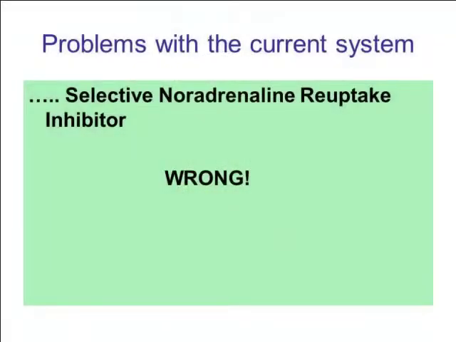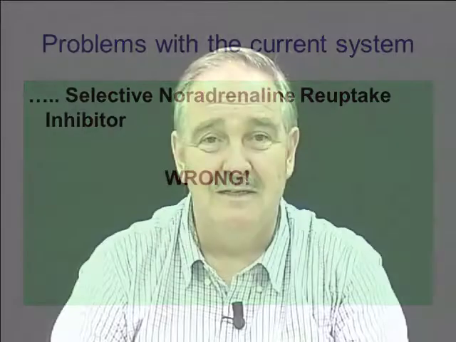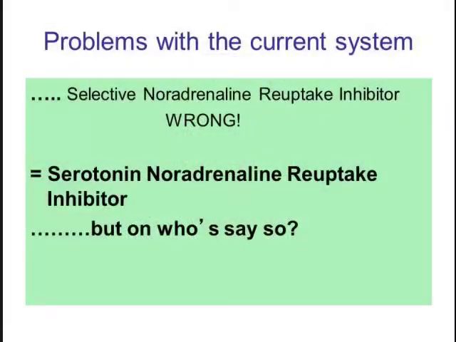Well, when I ask this question to medical students, they say, of course, it's a selective noradrenaline reuptake inhibitor, which is the wrong answer. And the reason it's the wrong answer is because companies have decided to call SNRIs serotonin noradrenaline reuptake inhibitors. Now, this wasn't a decision made by an academic group. It was a decision made by a drug company. And it's caused confusion because people do not know, by and large, what an SNRI means.